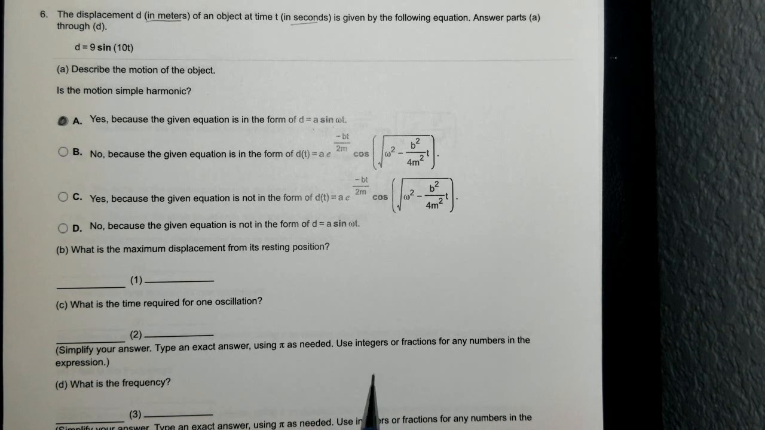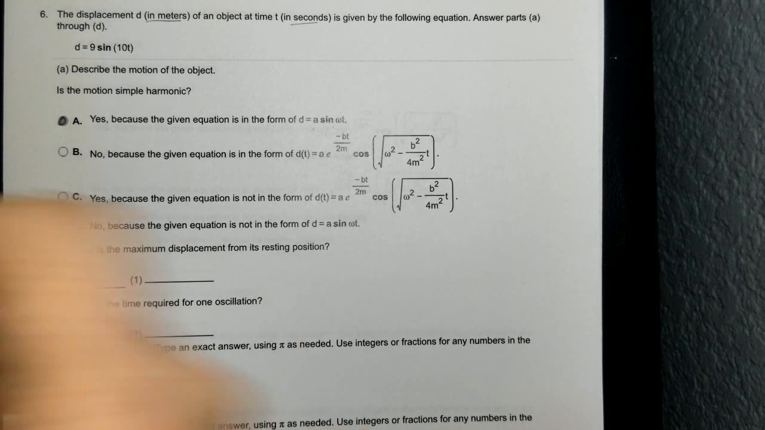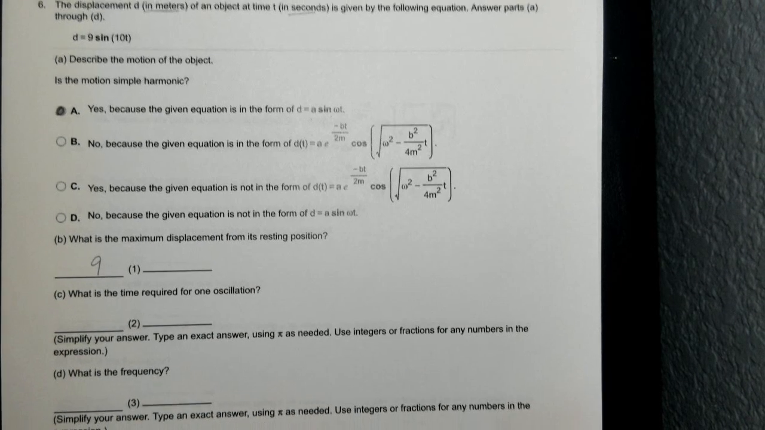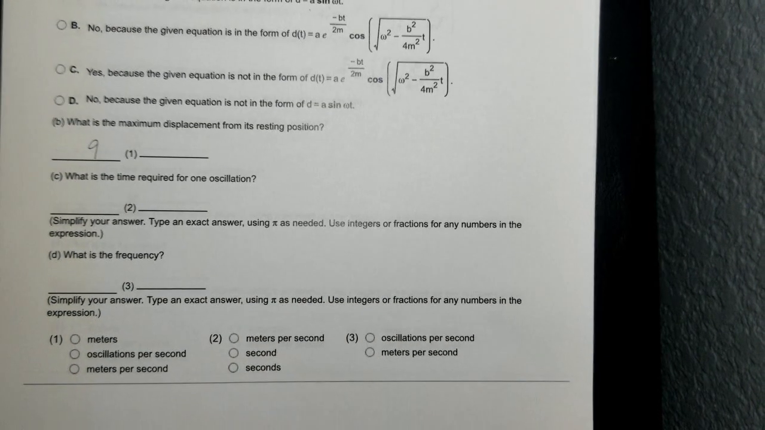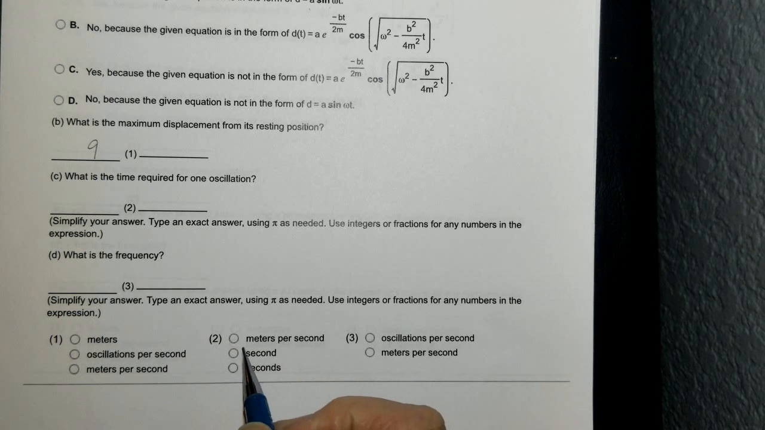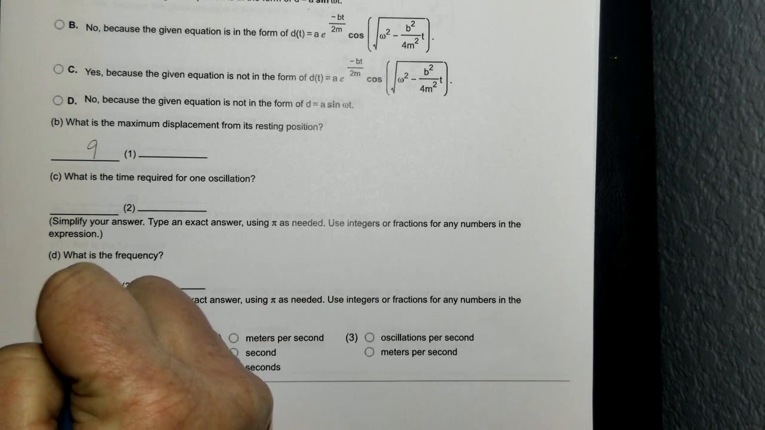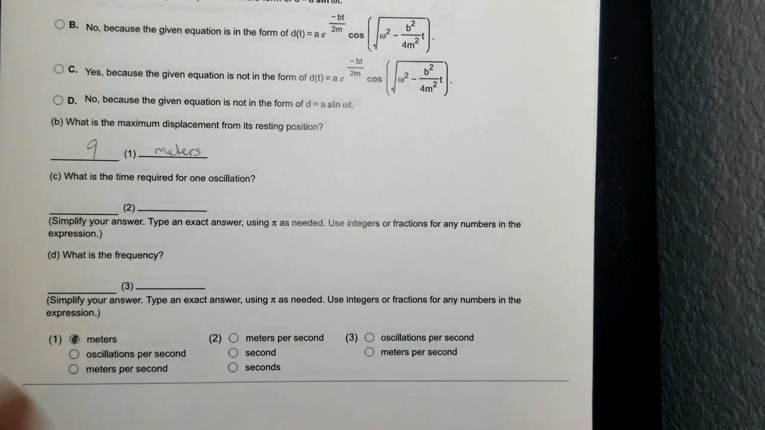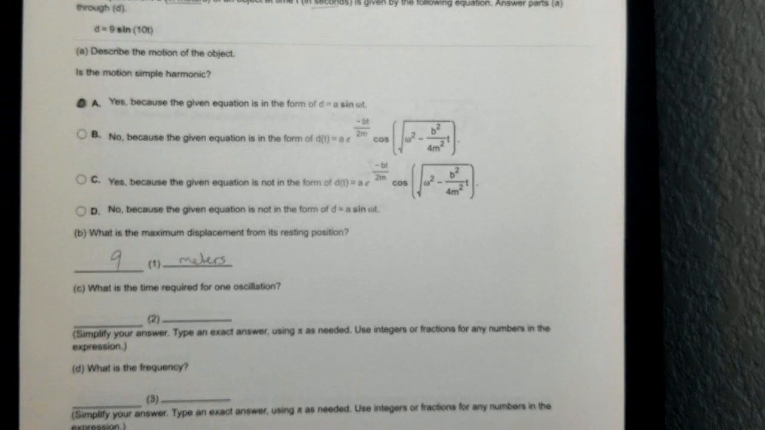All right, so let's keep it here in focus. What is the maximum displacement from resting position? Well, the amplitude is 9. And if you go down a little bit, yours is in a drop-down menu. Mine would say it's 9 meters. I don't really need the options there to figure this out, and I don't think you do either.